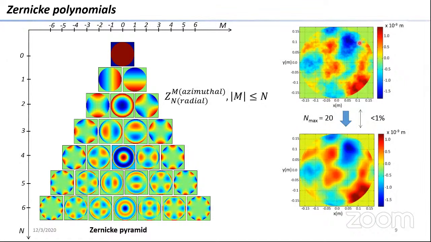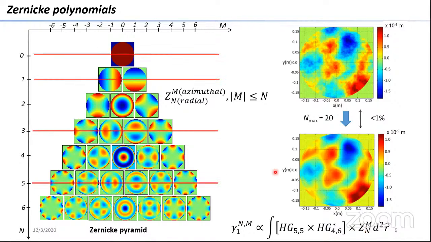So we can decompose the mirror shape on this polynomial, and with n equal 20, we are able to have a recomposition with an error smaller than 1%. And we get interested in the coupling of each polynomial, the coupling between HG55 and HG46 due to each polynomial with this effect.